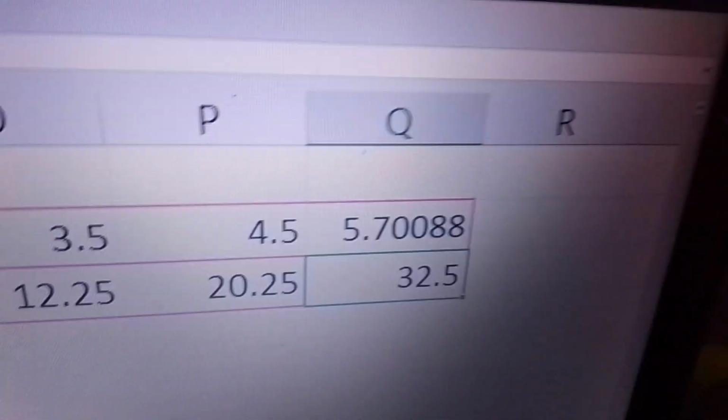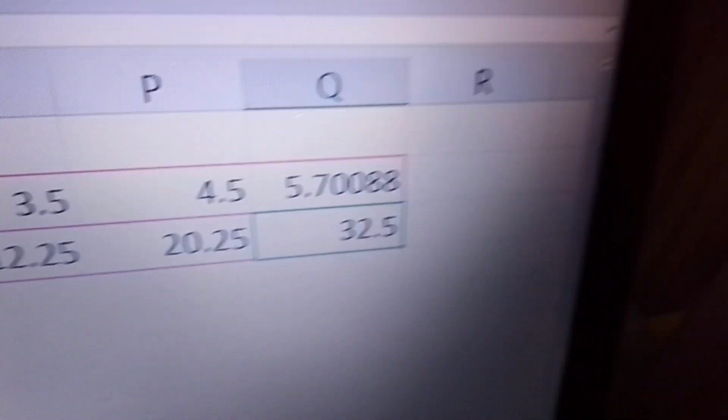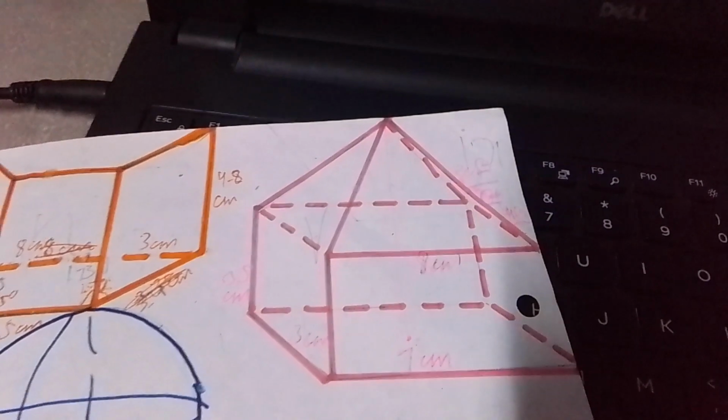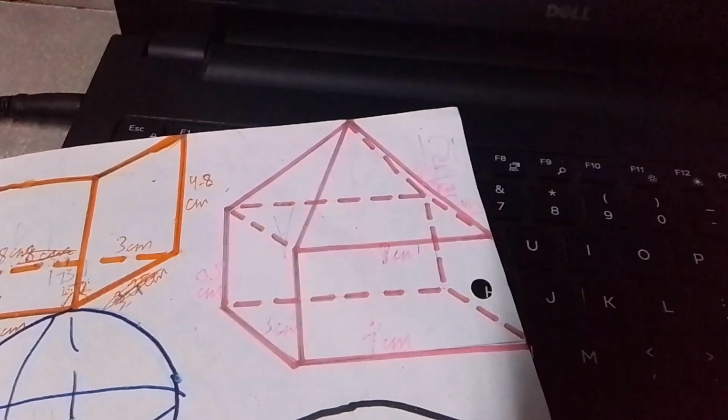So, yan. Now, it's time to solve for the surface area and volume. To solve for the surface area and volume, mabilis lang to. Diba? So that is the surface area of the pyramid.